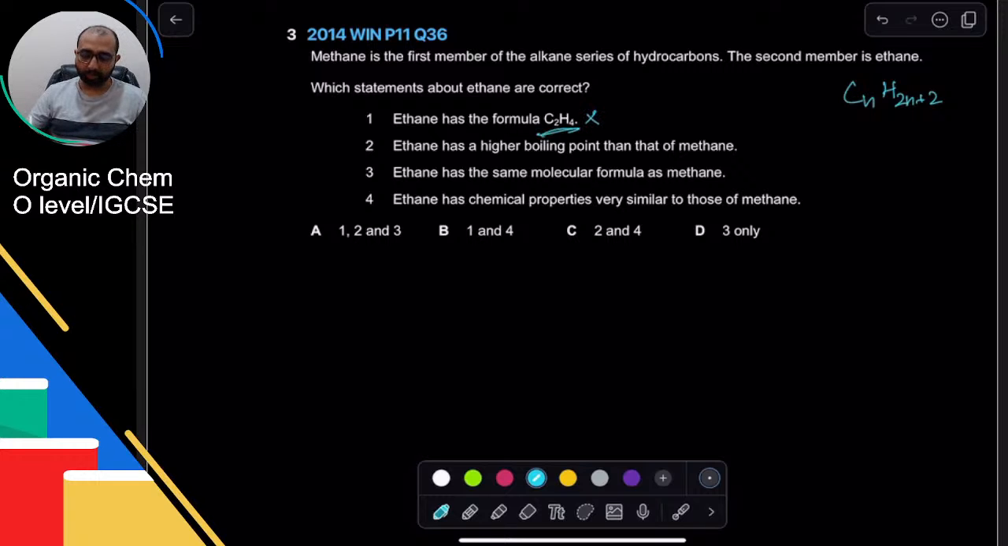Ethane has a higher boiling point than that of methane. That is true, because alkanes will show a trend in physical properties. Ethane has same molecular formula as methane. Nope. Same general formula. Ethane has chemical properties very similar to that of methane. Yes, they are the same homologous series, so that is naturally correct. So 2 and 4.